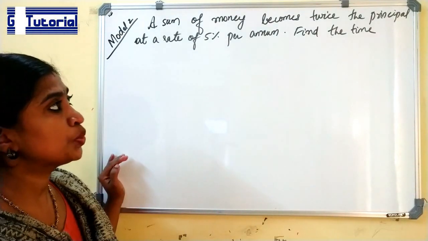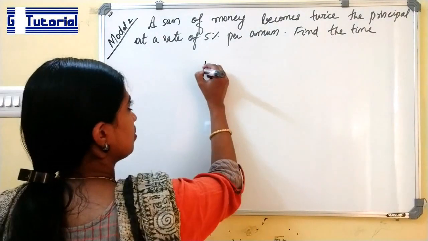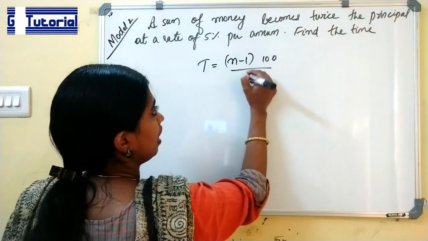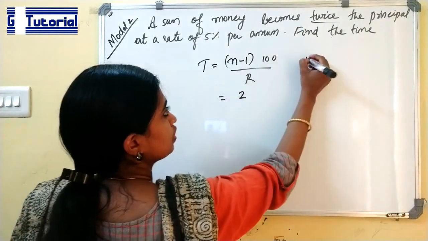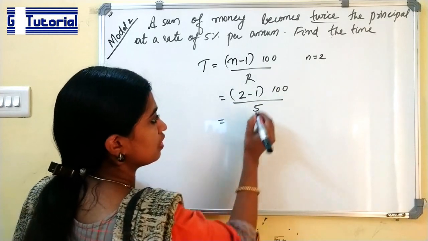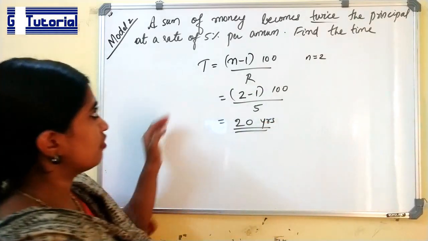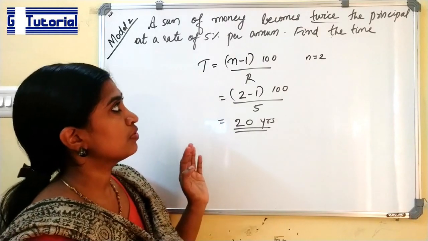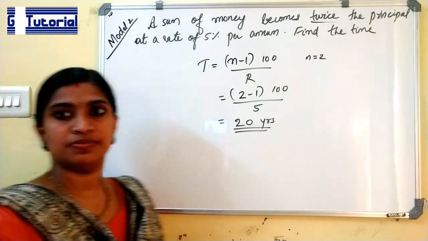A sum of money becomes twice the principal at a rate of 5% per annum. Find the time. We are using the same formula. Here we have to find T. T is equal to (n minus 1) into 100 divided by R. Money becomes twice the principal, so n is equal to 2. So (2 minus 1) into 100 divided by the rate, 5%. 2 minus 1 is 1, and 100 by 5 is 20. So in 20 years time, at 5% per annum rate, the amount becomes twice the principal. Next model problem.